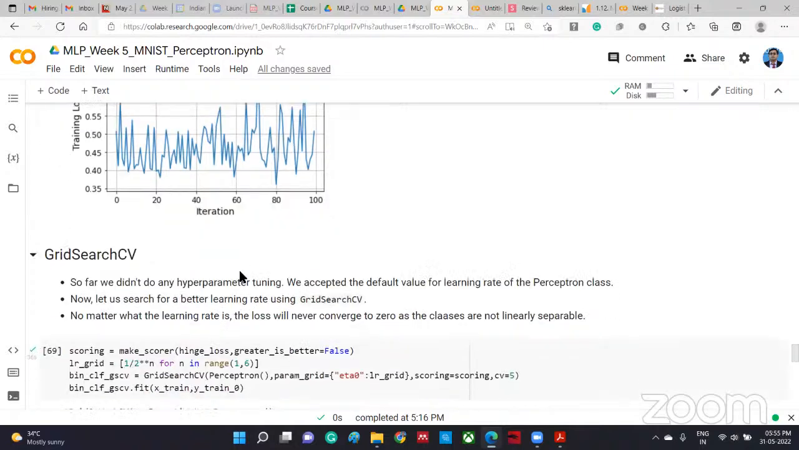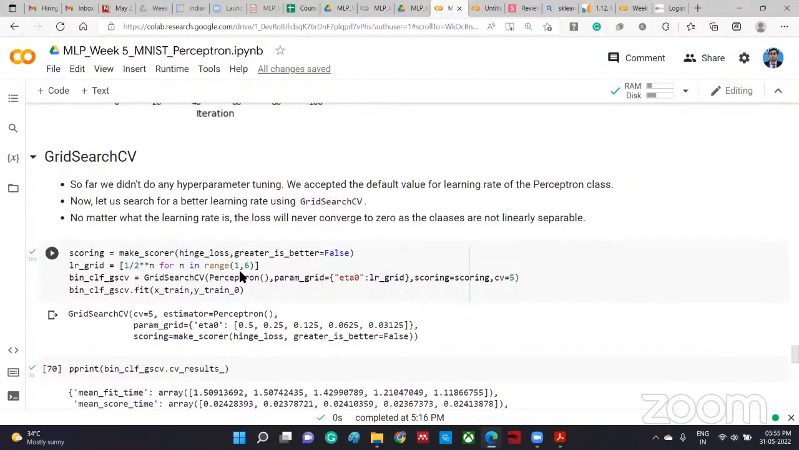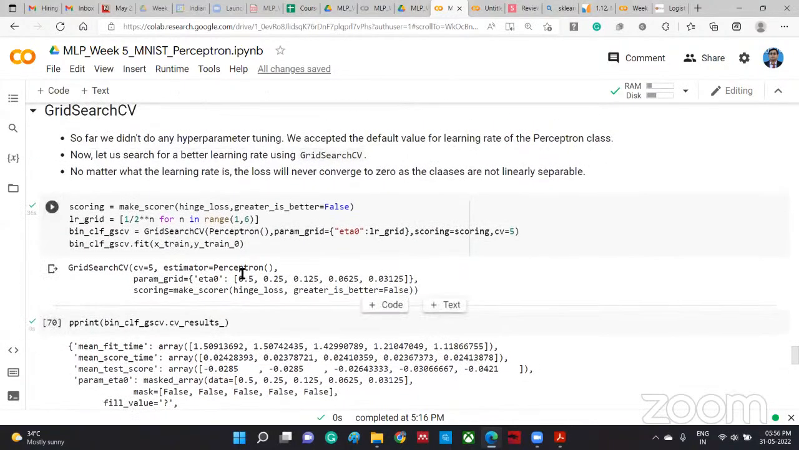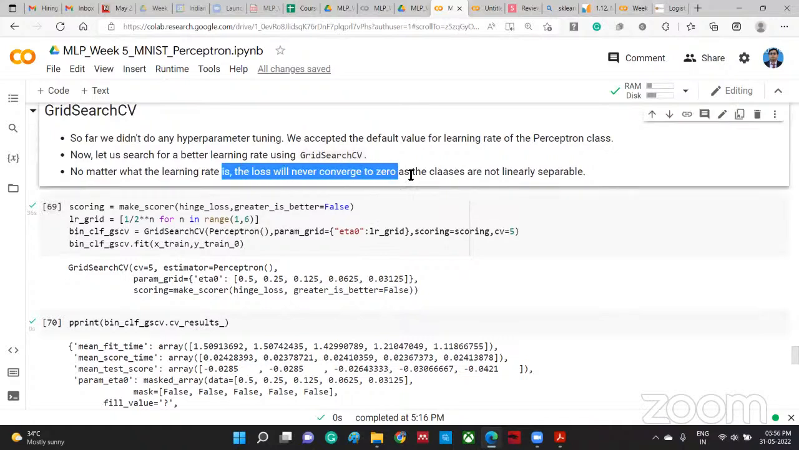Okay, so we have the grid search CV also. This is the code; you can take a screenshot also if required. You can put grid search CV, but the thing is, no matter what the learning rate is, the loss never converges to 0, as the classes are not linearly separable.